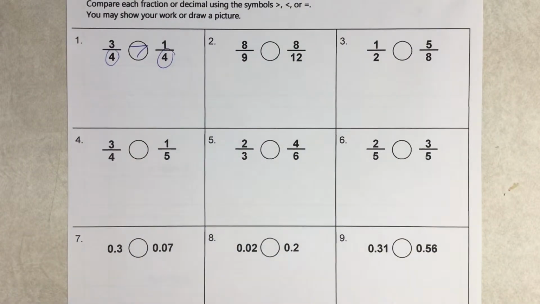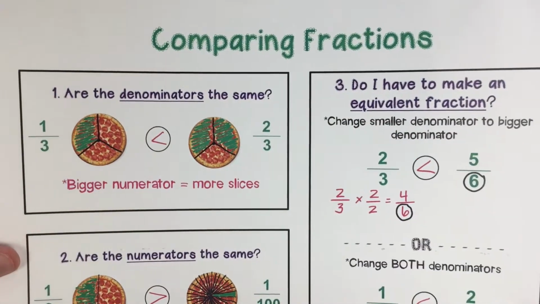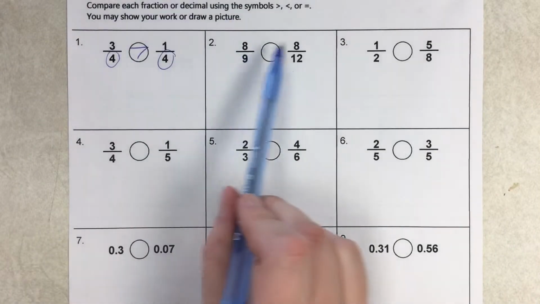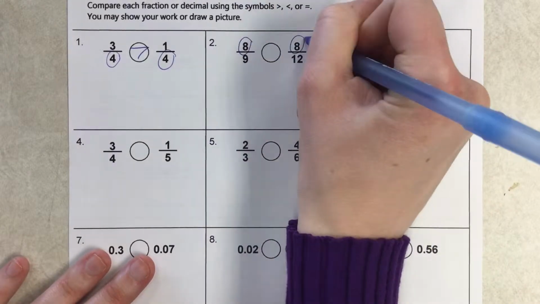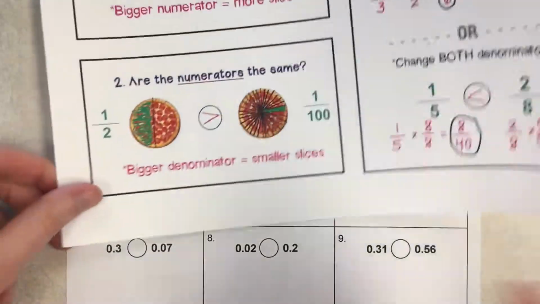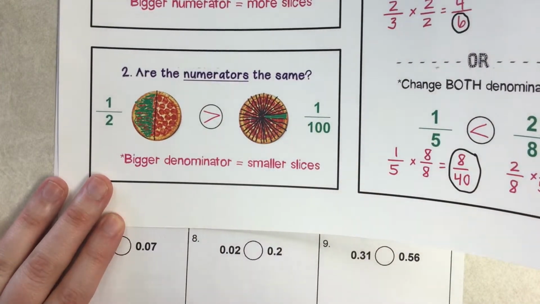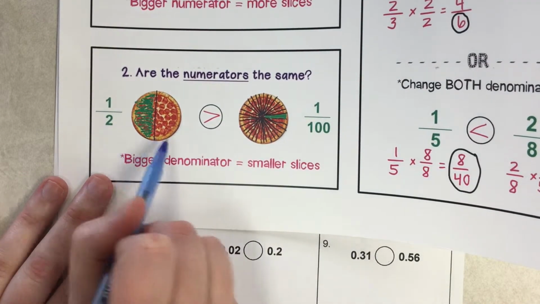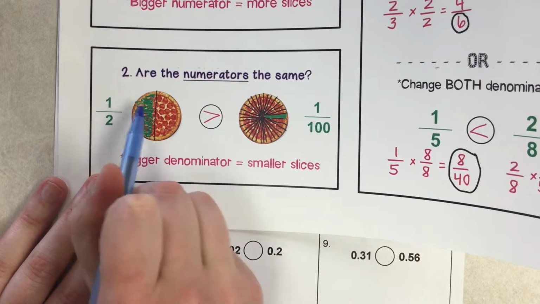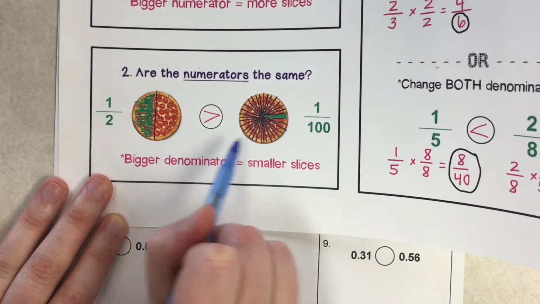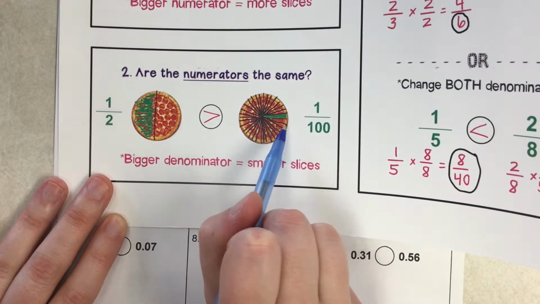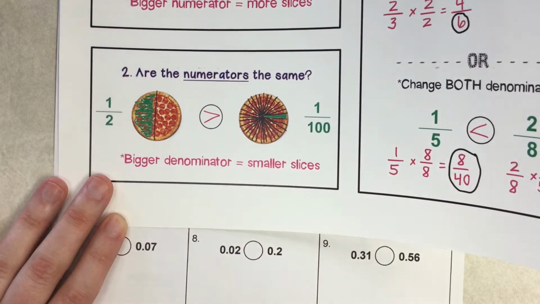Okay, number 2, if I go back to my comparing fractions steps, look and see if the denominators are the same, 9 and 12, nope. Check and see if the numerators are the same, 8 and 8. Oh, they are. So I'm going to circle my numerators that are the same. If the numerators are the same, it's like how many pieces you get depending on how many slices they are divided into. So if a pizza is divided into 2 equal parts and you get 1 whole piece, versus if a pizza is divided into 100 equal parts and you get 1 little tiny piece, you are going to want more. You're going to want the 1/2.